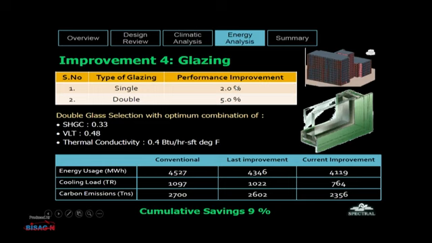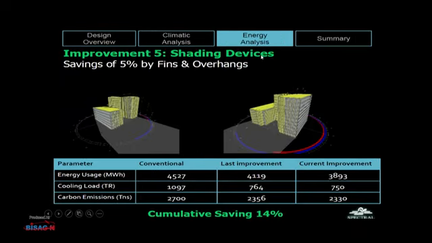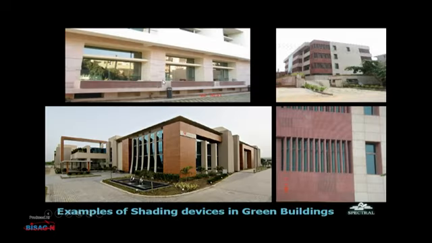The next is improvement in shading devices. Shading devices can give savings up to 5% by fins and overhangs, and this improvement can be done during structural and architectural design itself. As you can see, from the 4527 unit requirement of energy usage, we could achieve savings from these 5 improvements. These are examples of shading devices. These are the fins, these are the different kinds of chajjas.